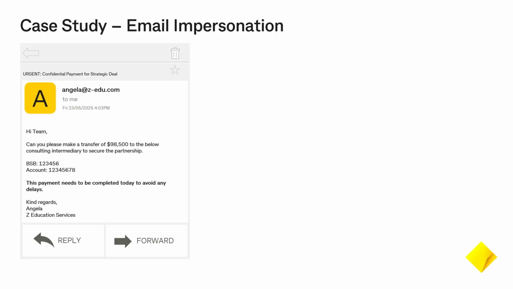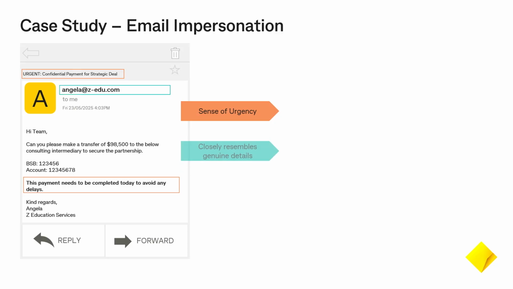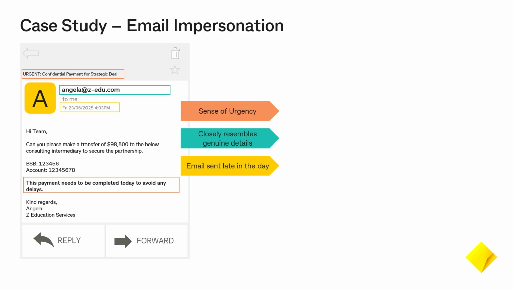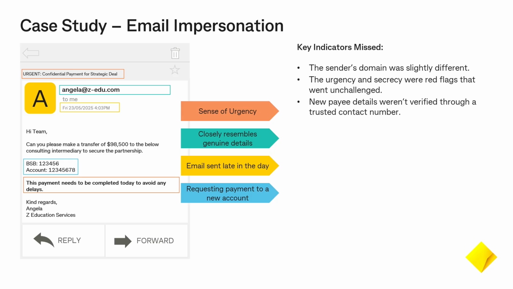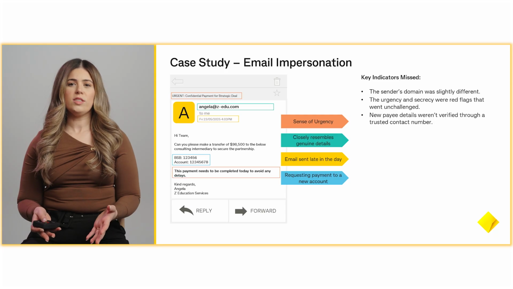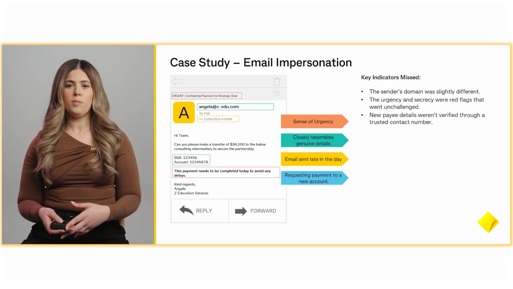Let's take a closer look. Can you spot anything suspicious? Here's what stands out: urgency in the subject line and body, a slightly altered email address. It was also sent late on a Friday afternoon, a common tactic. New bank account details were also provided. What was missed? The fake email domain went unnoticed. The urgency and secrecy weren't questioned. And the new payee details weren't verified through a trusted method.